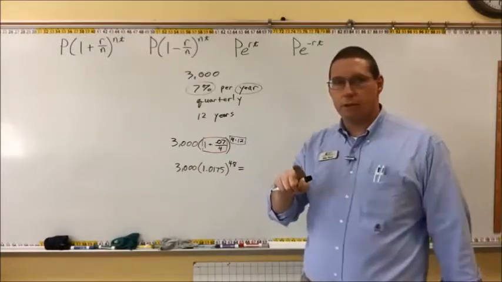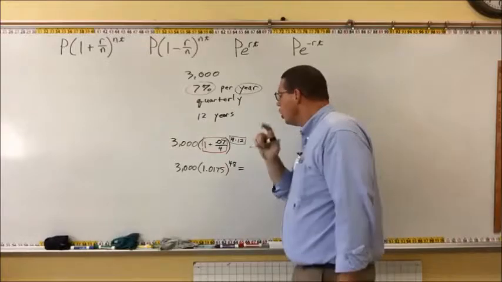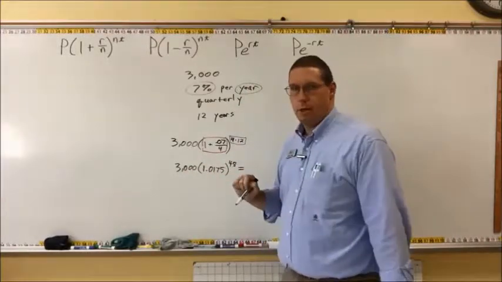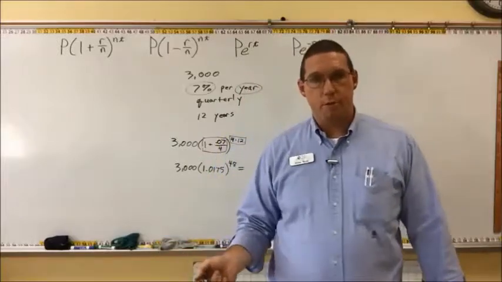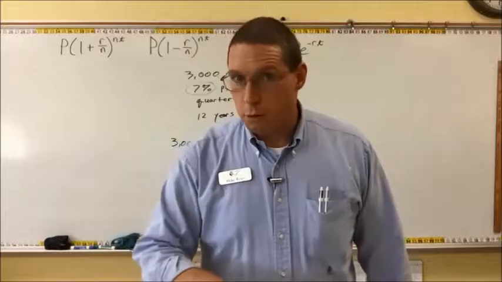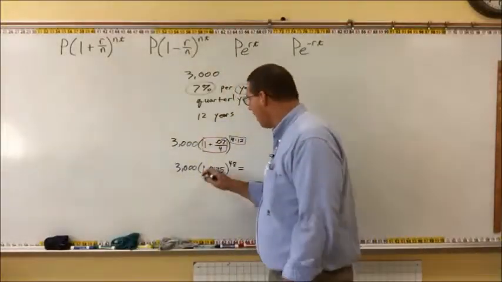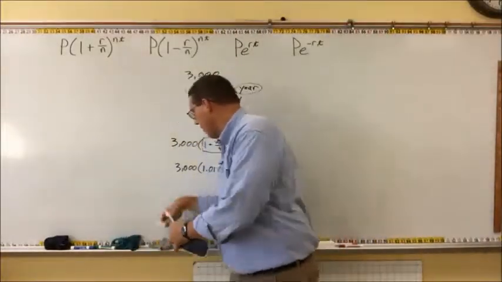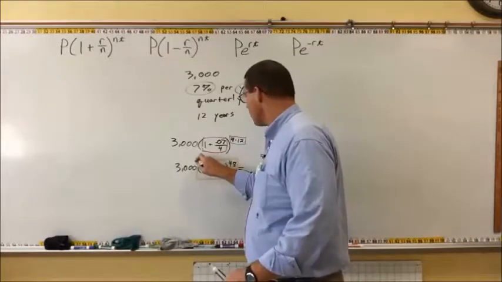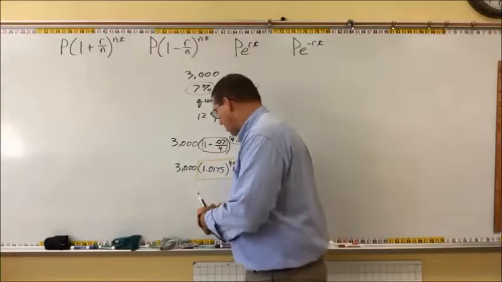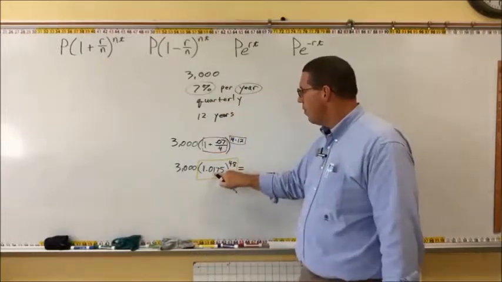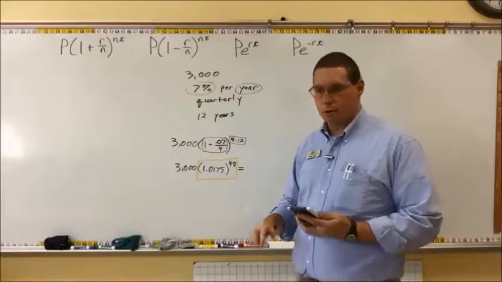Now here's what you have to understand. You cannot do this times this and then this. Remember the order of operations. Parentheses, then exponents, then multiplication. We have to do this first. We have to do this first. The exponent has to be done first. Then, after doing the exponent, then you can multiply by 3,000.